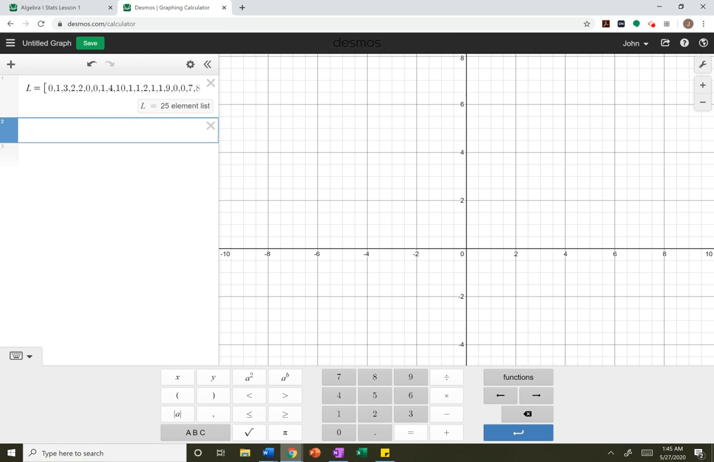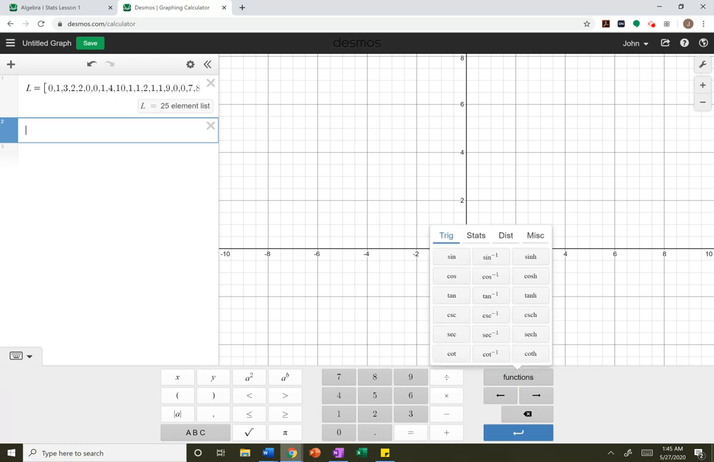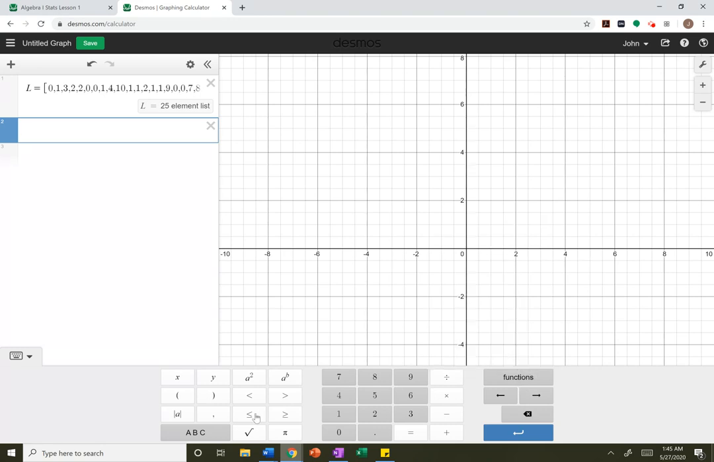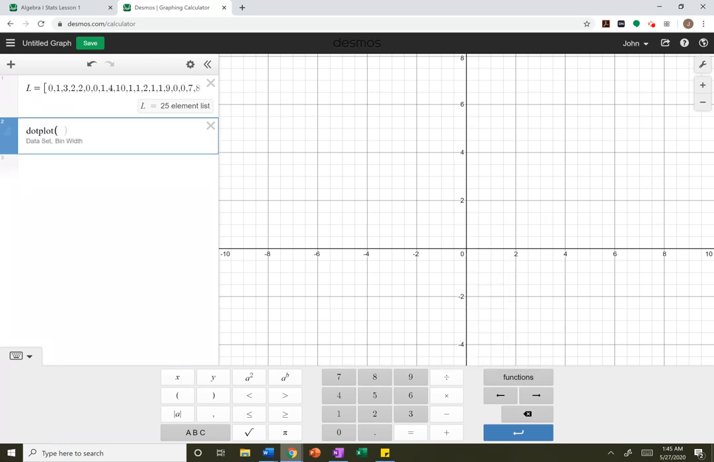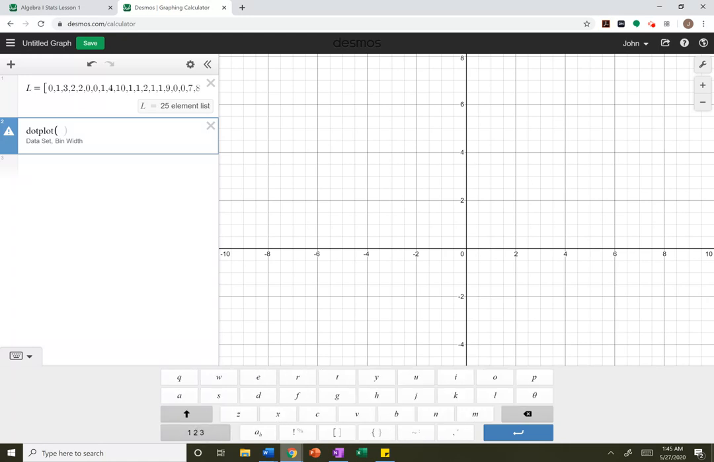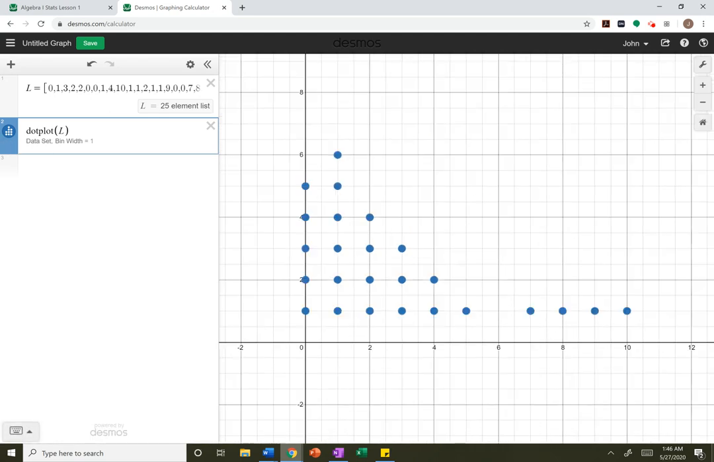If I want to make a dot plot, I can literally type in dot plot. But if you go to functions here, we're in our statistics unit, so actually, I want distributions, sorry. So functions, distributions, you can make a dot plot or a histogram. A dot plot of L. So I did the dot plot. You could literally type in the word dot plot if you don't want to go there. Dot plot L. And then see how there's this little plus button here? That's going to zoom into the dot plot for you. So there's the dot plot.